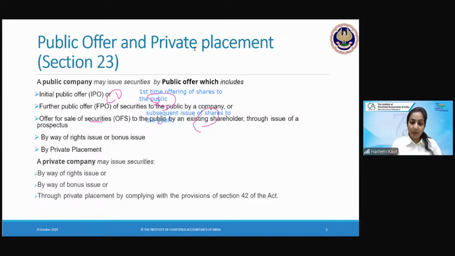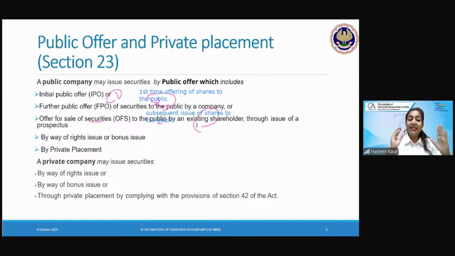Now what is OFS? OFS is a mechanism by which the promoters or the existing shareholders of a listed company are trying to sell their shares directly to the public. I've already written existing shareholders or promoters. All right. So here there is no fresh capital being introduced in OFS. Only the shareholding pattern is changed.